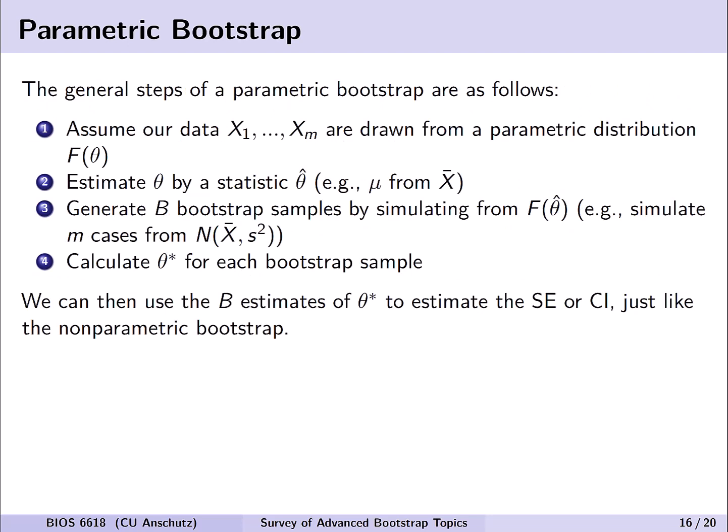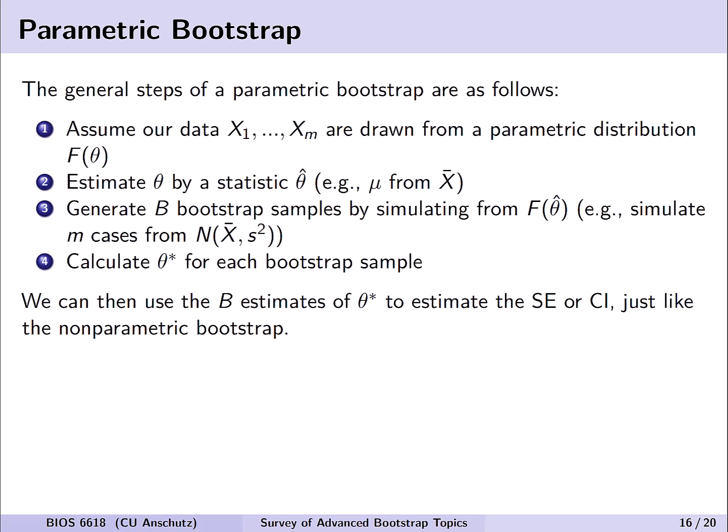There are some general steps we can follow, just like we have for our nonparametric bootstrap, though. The first step is in assuming that our data x1 to xm are all drawn from a parametric distribution that we are trying to maybe make some assumptions or estimate about, f of theta. We'll then estimate theta by some statistic from our sample, theta hat. For example, for the mu population mean, we might use the sample mean x bar. In many cases, people propose using MLEs, but you could also use method of moments or any other estimator for your statistic to plug in.